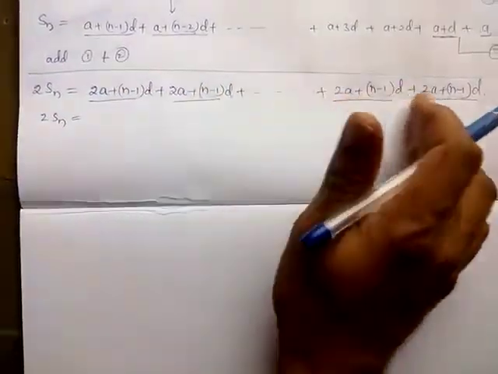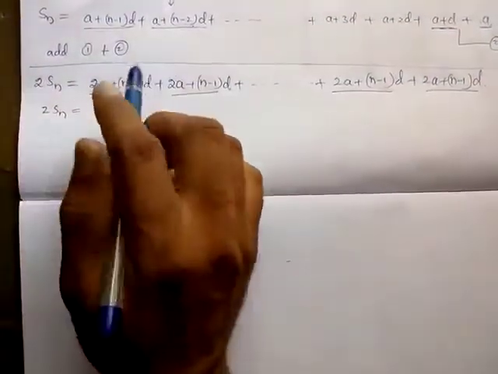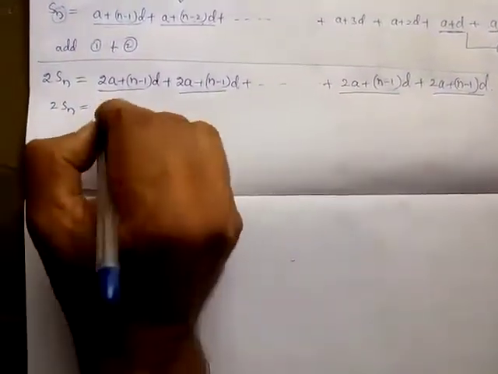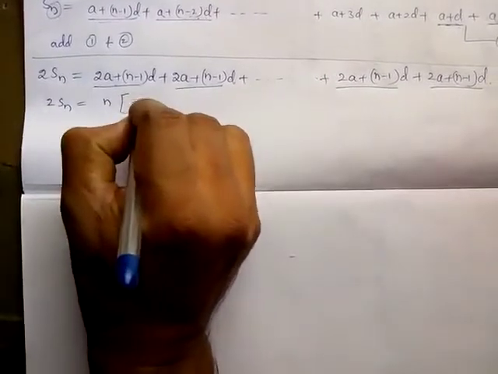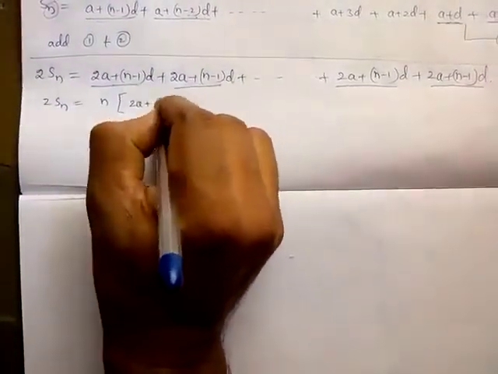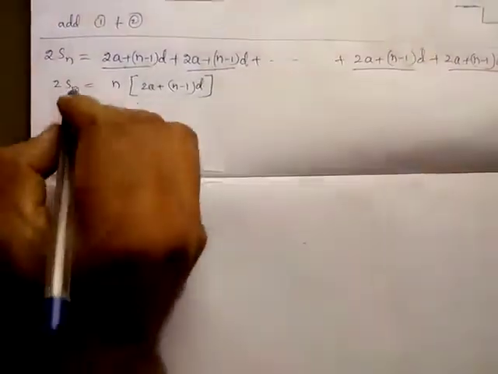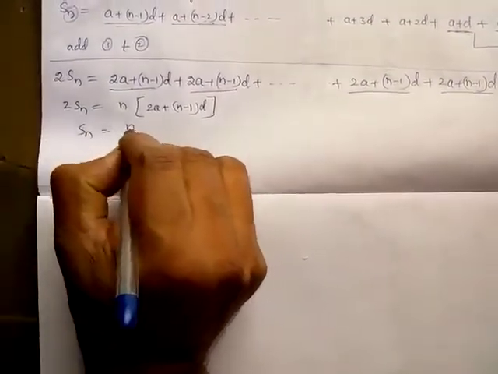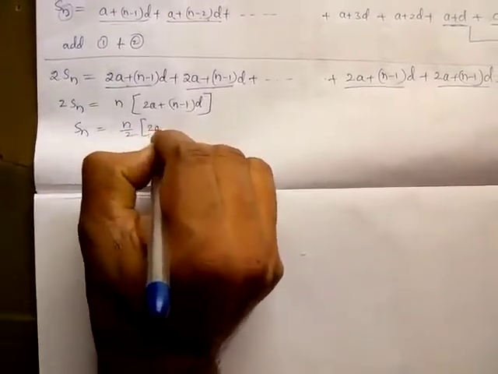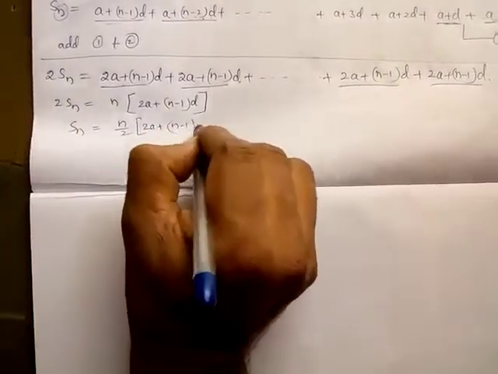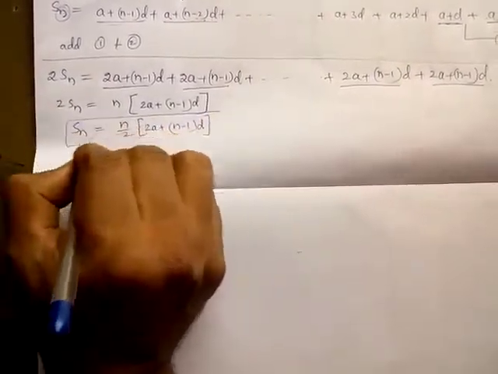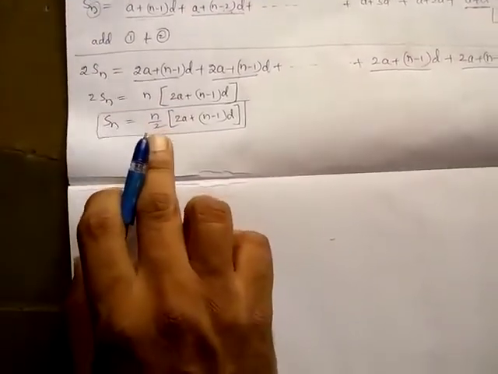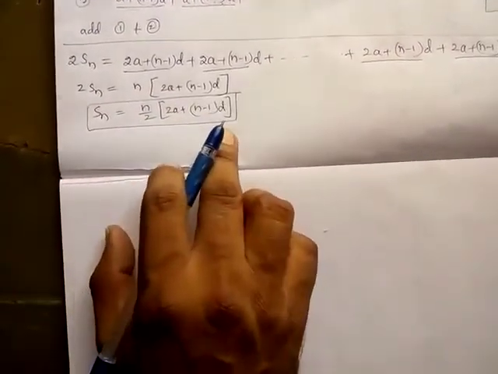So how many times is this term repeated? This is the sum of n terms, so this term is repeated n times. So n of 2A plus n minus 1 into D. We need Sn, the sum of n terms in AP. Sn is equal to n by 2 of 2A plus n minus 1 into D. This is the formula for the sum of n terms in AP: Sn is equal to n by 2 into 2A plus n minus 1 into D.